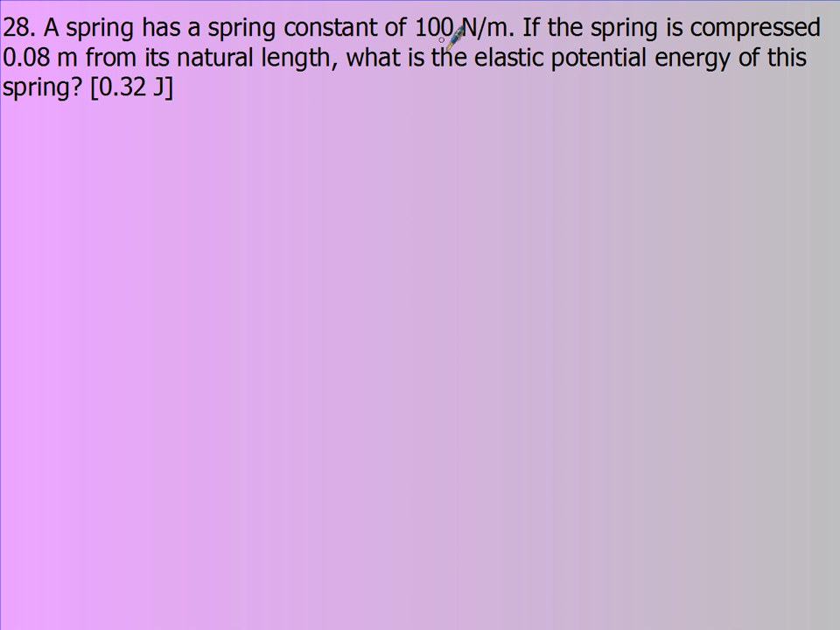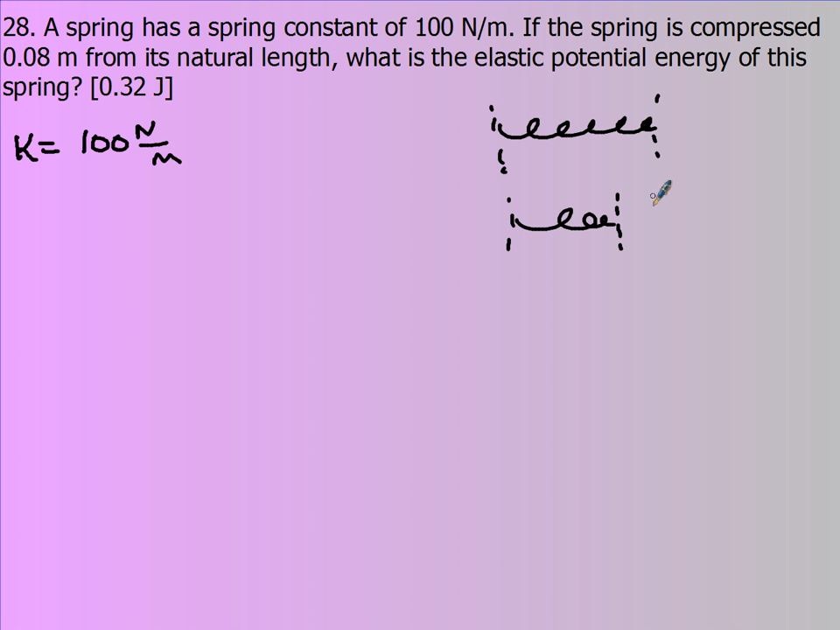Now, a spring has a constant of 1,000 newton meters. So k, my spring constant, is 100, I said 1,000, I meant 100, newtons per meter. Check it, newton meter, we're in good shape. If the spring is compressed, okay, so here is the spring when it's nice and happy. And it's compressed, and compressed just means it's squished, 0.08 meters. So delta x is 0.08 meters.